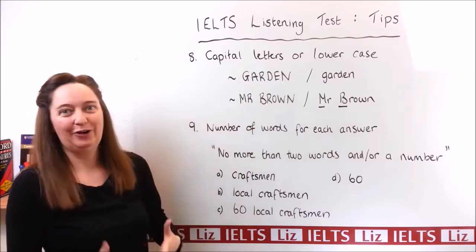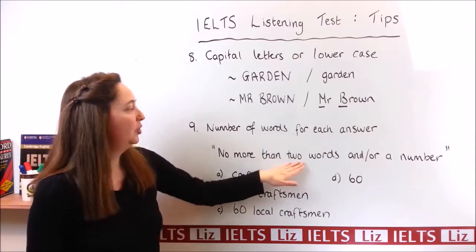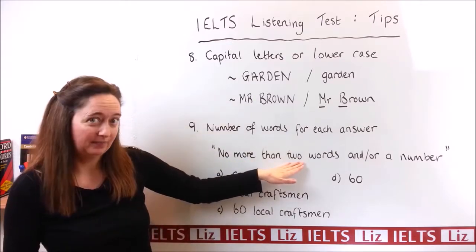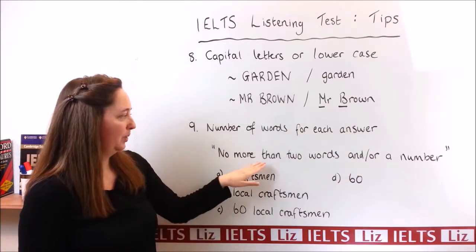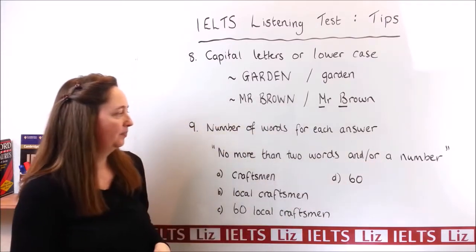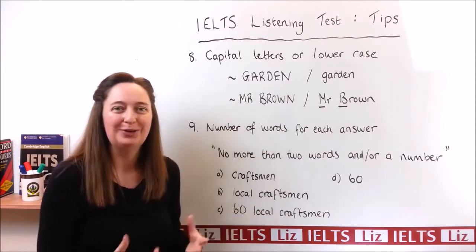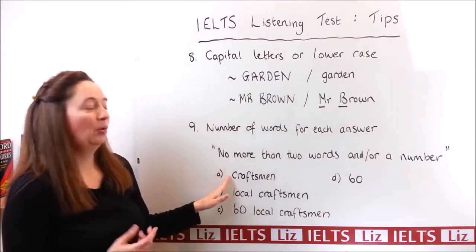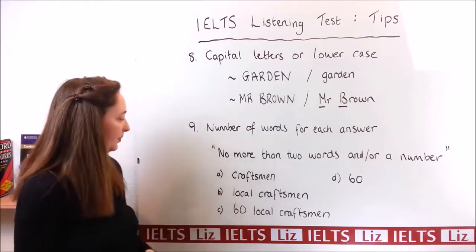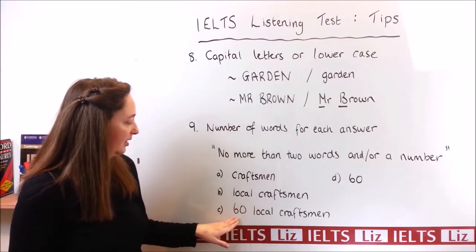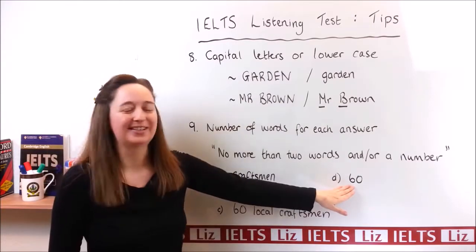Now, many students get confused about what it means. So let me explain. We've got no more than 2 words. So that means we cannot have 3. No more than 2 words and or a number. So that means we can have 2 words and a number, or we can have just a number. So let's have a look at the options so that you understand more clearly. You could have 1 word. You could have 2 words, but not 3. You could have 2 words and a number. Or you could have just a number.